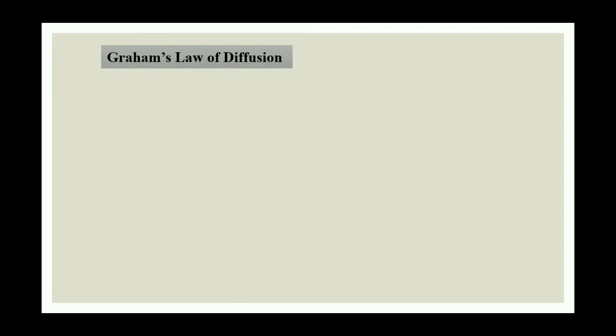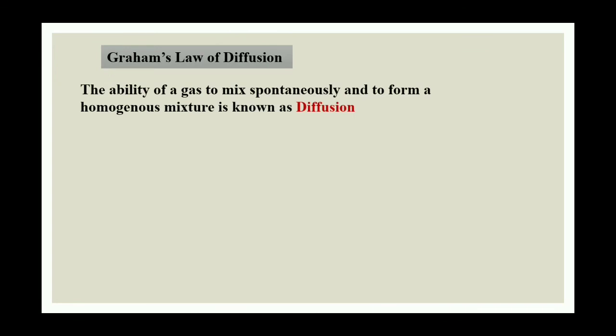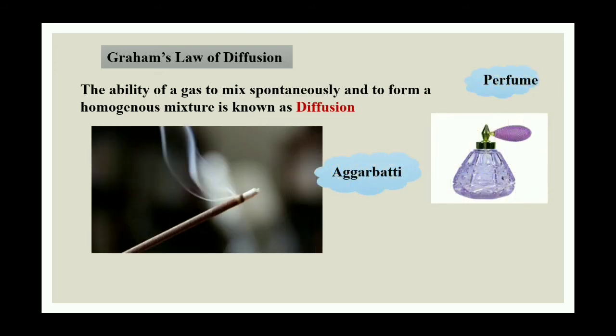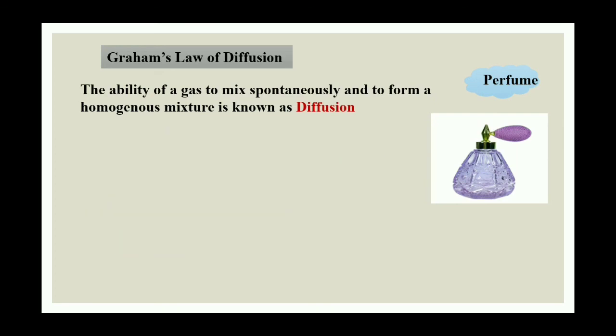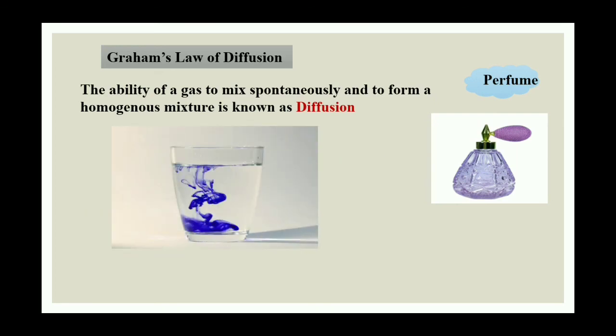Moving to the last part of the session, Graham's law of diffusion. What is diffusion? The ability of a gas to mix spontaneously and to form a homogeneous mixture is known as diffusion. In other words, we can say diffusion is a movement of gas molecules from higher concentration region to lower concentration region. These are the examples. See, if you pour a drop of ink into a glass of water, you can see the phenomenon of diffusion as well.